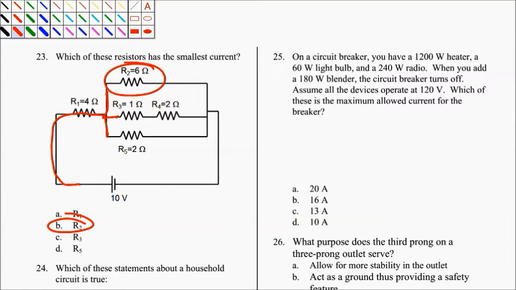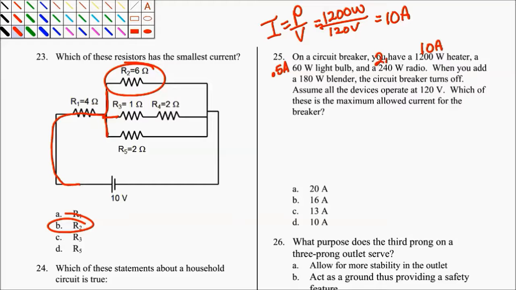All right, so I know that current is P over V, power over voltage. So for each of these, they have a certain amount of current. This 1200 watt heater has 1200 watts divided by 120 volts. That's equal to 10 amps. So I have 10 amps here. I have 60 over 120, or 0.5 amps here. 240 over 120, or 2 amps here.